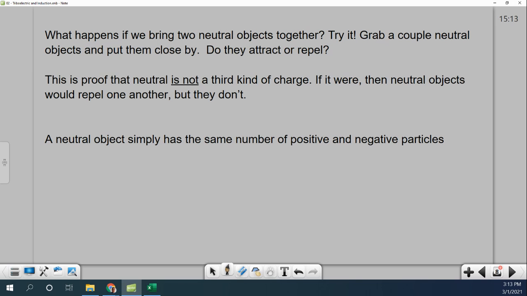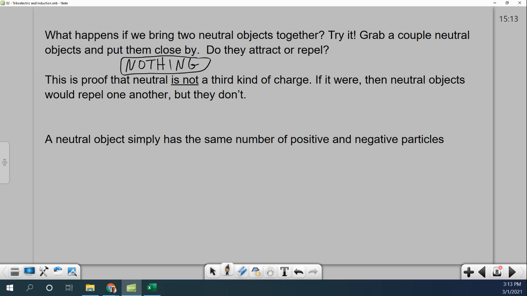So what happens if we bring two neutral objects together? Go for it. Grab a couple neutral objects, a couple more pieces of paper. Put them right beside each other. Do they attract or repel? I'm going to pause here, give you guys a second to do that. Now, I mean, this wasn't a trick question, but maybe it was a bit of a trick question. They don't attract and they don't repel. What happens to them? Big old pile of nothing.